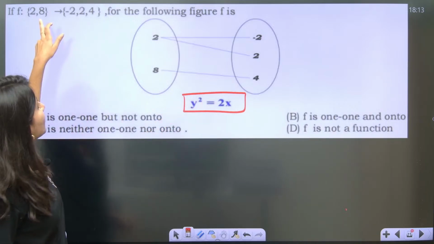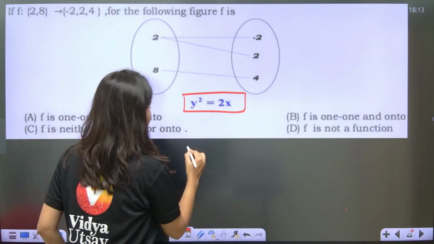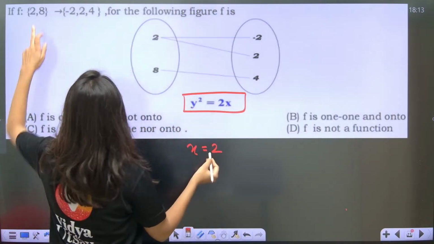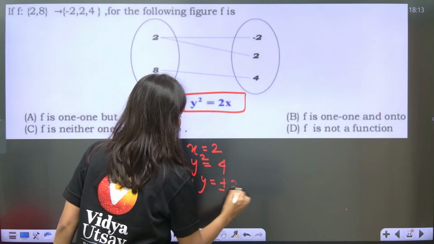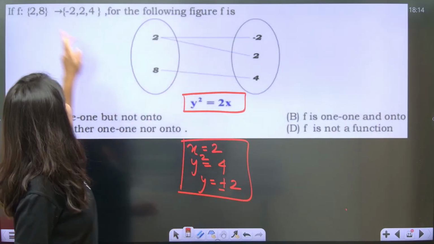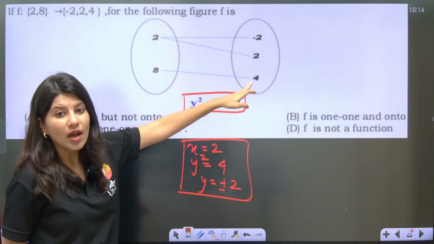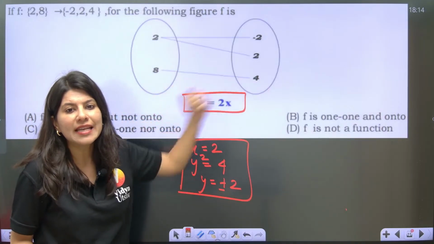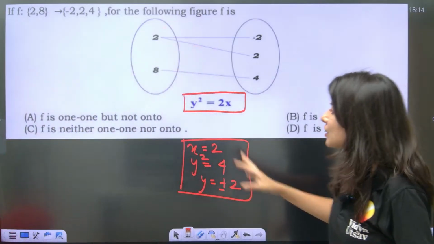Then what we are going to do is, if you put x equals 2, tell me. For x equals 2, y squared equals 4, y equals plus minus 2. So x equals 2 means y is plus minus 2. For x equals 8, y equals plus minus 4, but minus 4 is not available, hence plus 4. So this is the diagram. Now we need to check whether our function is 1-1 or not.